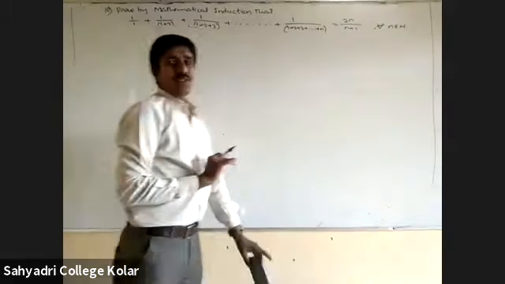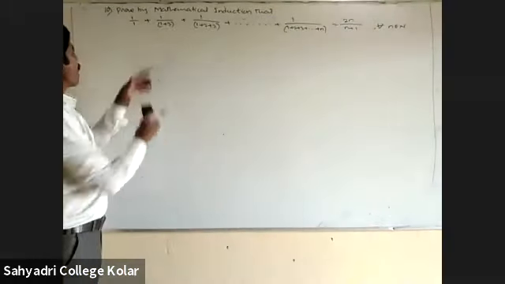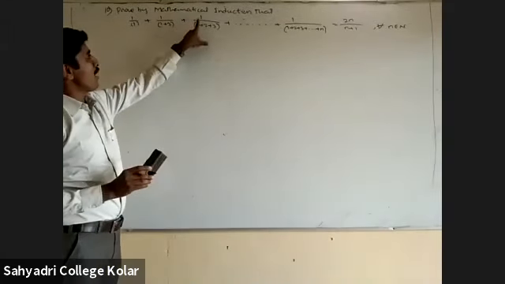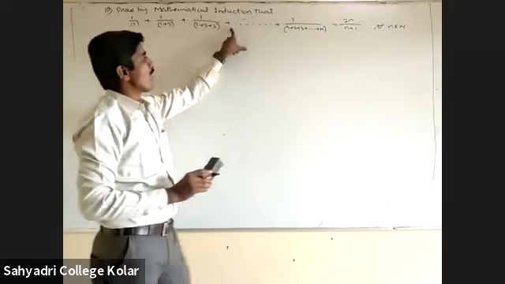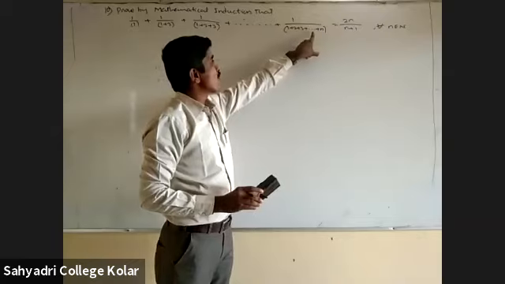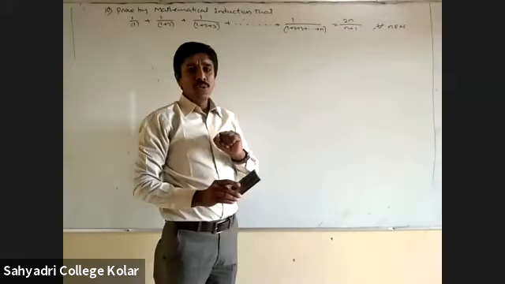For all n belongs to N: 1 by 1 plus 1 by 1 plus 2 plus 1 by 1 plus 2 plus 3 plus so on, plus 1 by 1 plus 2 plus 3 plus so on plus n is equal to 2n by n plus 1.